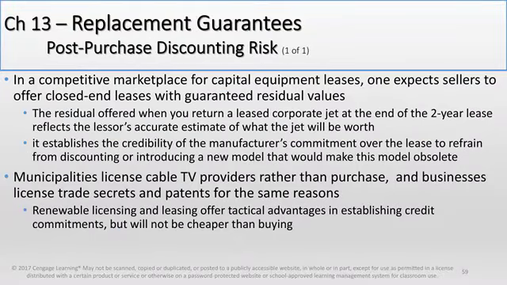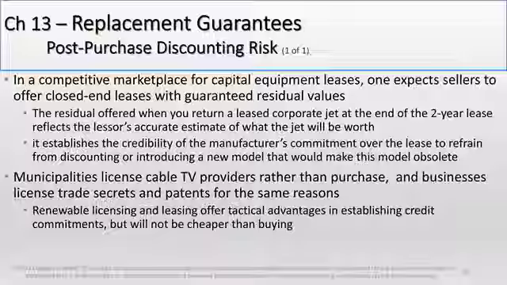Post-purchase discounting risk and leasing as a strategic tool. 1. The core problem, asymmetric information. Manufacturers know more than buyers about future price promotions, planned obsolescence schedule, and technology lifecycle timing. This asymmetry creates risk for buyers who fear post-purchase discounts or premature obsolescence.